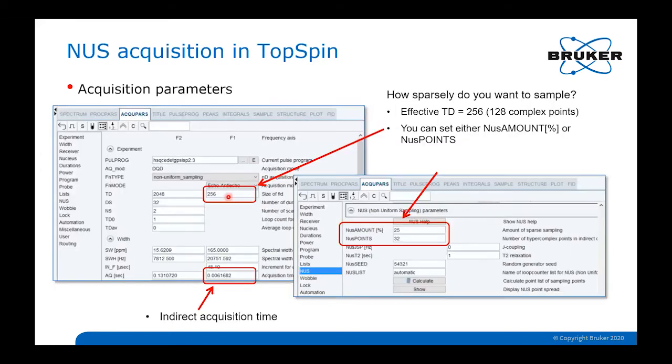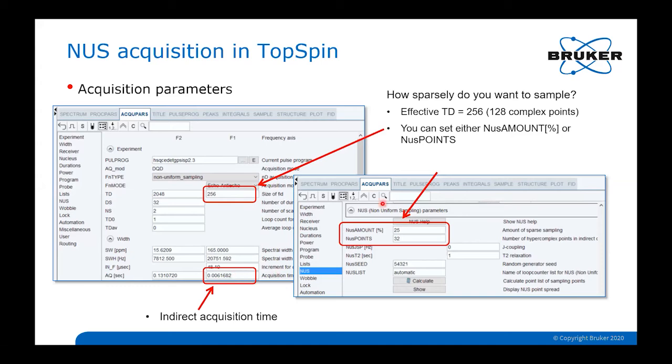The TD, which corresponds to the total number of FIDs in the indirect dimension. For a traditional acquisition, this says that we're going to have 256 FIDs, corresponds to 128 complex points. For NUS, this is the effective number of FIDs that will be acquired after the reconstruction. So we're going to be acquiring only some percentage of these. Something that can be important to look at is the acquisition time in this indirect dimension. So if we have a rough idea of the relaxation properties, we can get an idea of how large the TD is going to allow us to acquire in this indirect dimension.